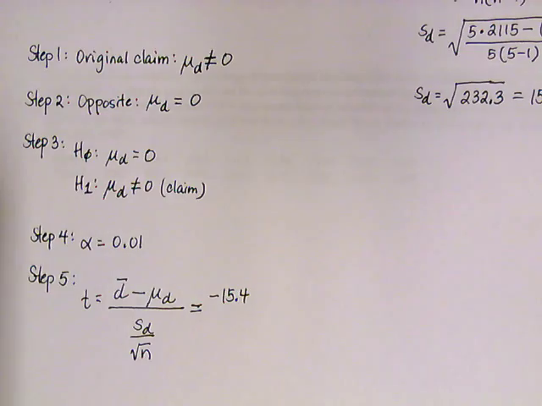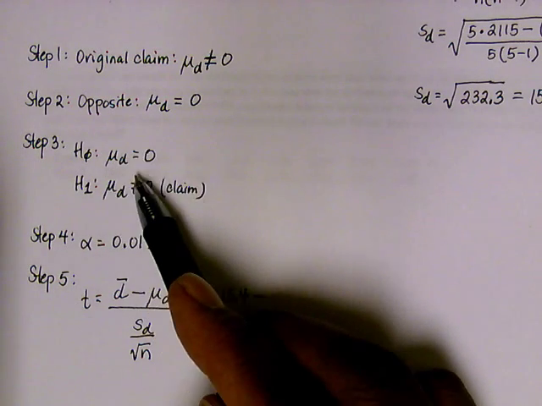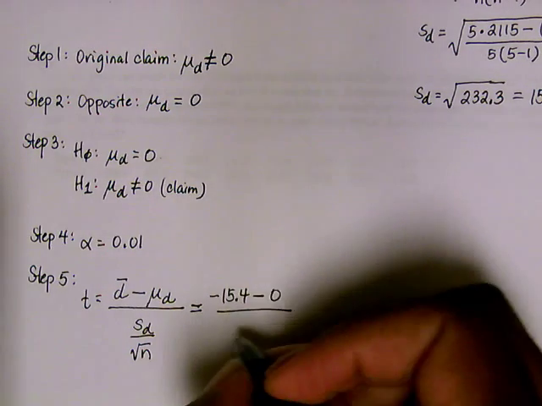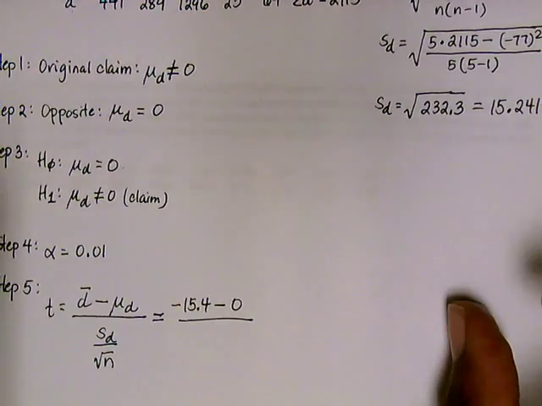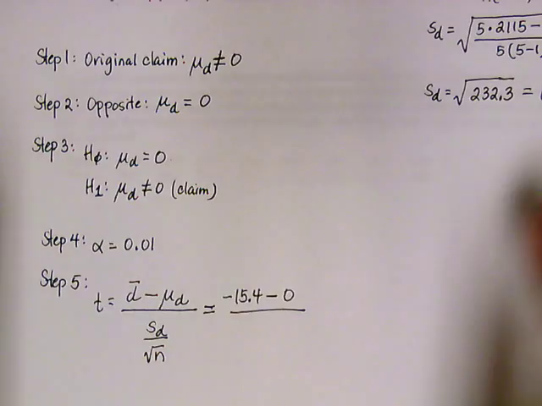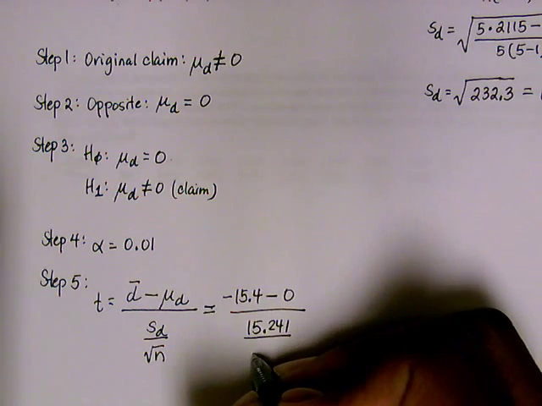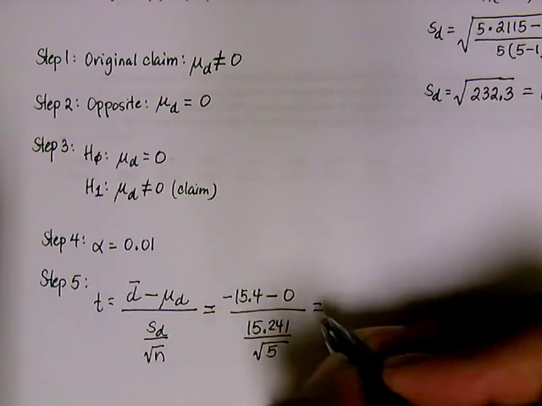Now notice I started off by finding out what d bar is and s sub d was to begin with, because I have to do that in order to calculate my test statistic. So it'll be negative 15.4 minus mu sub d, which is going to come from your null hypothesis. In this case, mu sub d is 0. All that's divided by s sub d, which was 15.241, divided by the square root of n. n was 5 because there were 5 paired data values.